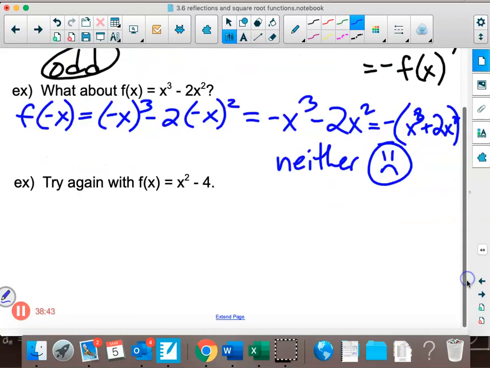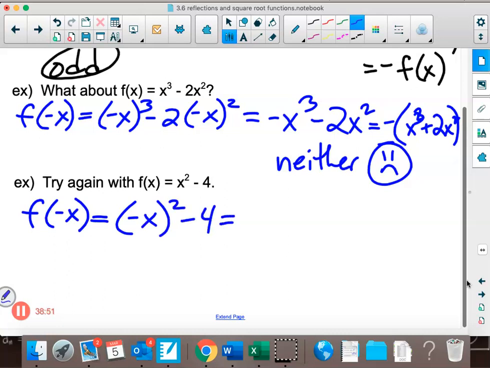All right, last one. So we start with an f of negative x. So we get negative x squared minus 4. Hey, what's negative x squared the same as? X squared. Well, what is x squared minus 4? It's f of x, right? So you just proved that f of negative x equals f of x, which means this function is even.